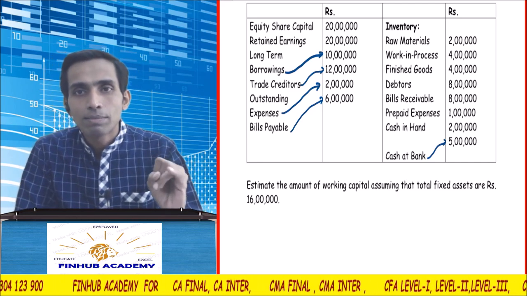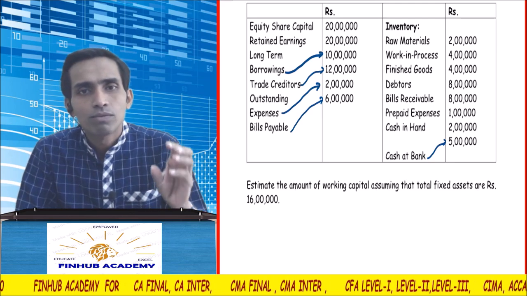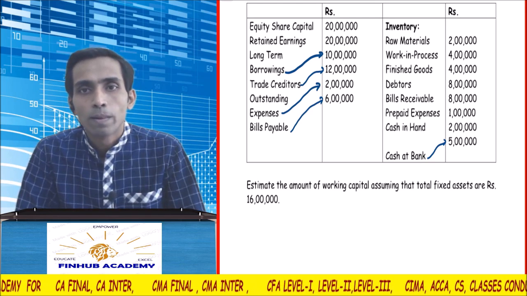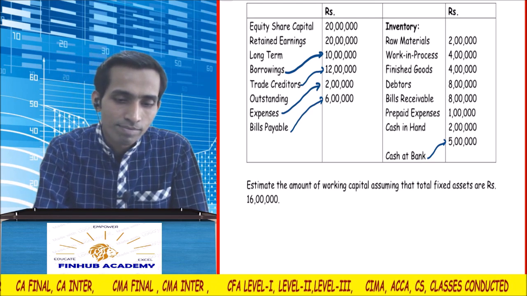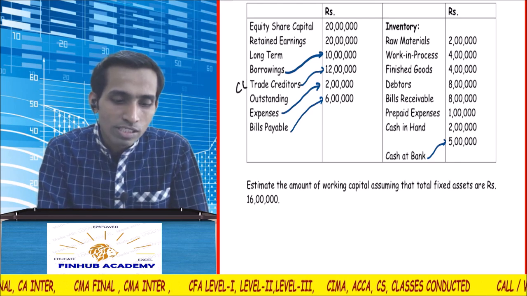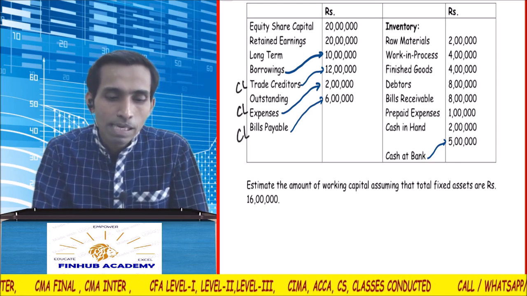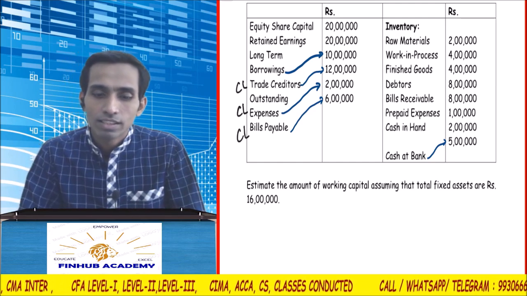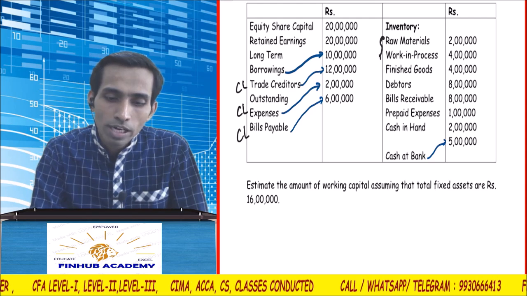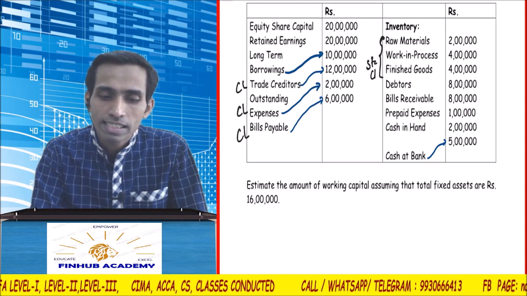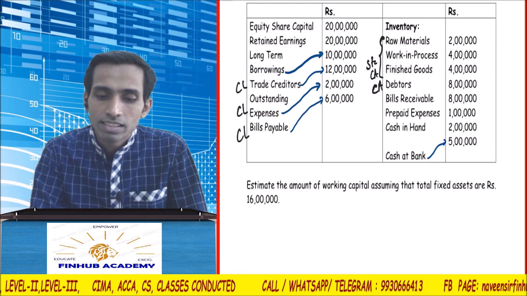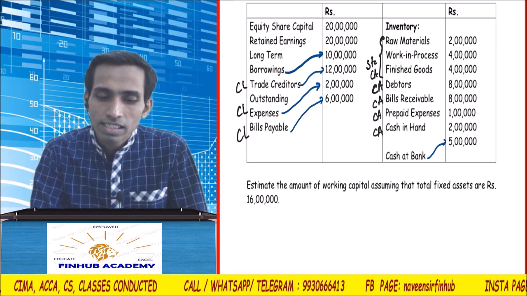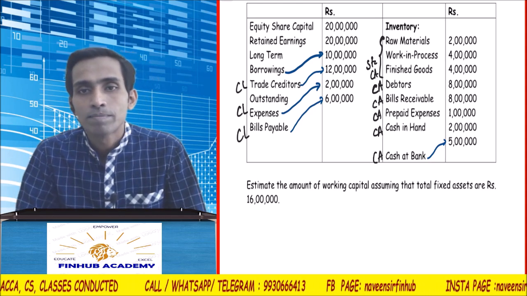Now, equity share capital, retained earning, long-term borrowings. Are they part of working capital? No. Trade creditors, current liability. Outstanding expense? Yes. Bills payable? Yes. On the asset side, inventory, raw material, WIP, finished goods. These are all stock, current asset. Debtors, current asset. Bills receivable, current asset. Prepaid expense, current asset. Cash in hand, current asset. Cash at bank, current asset.